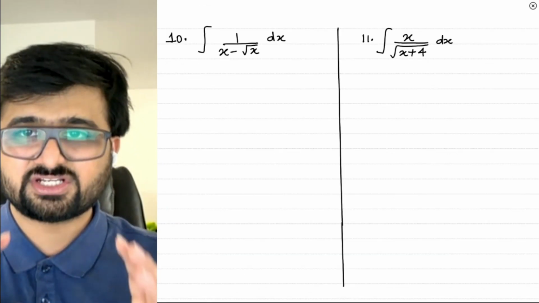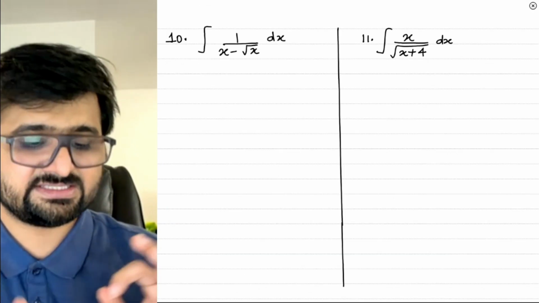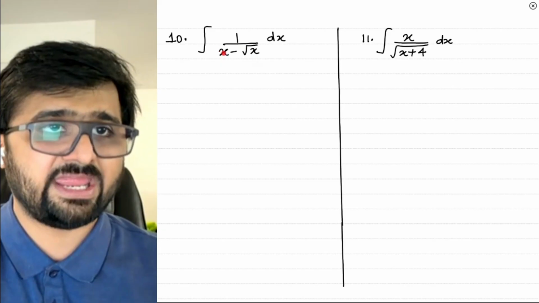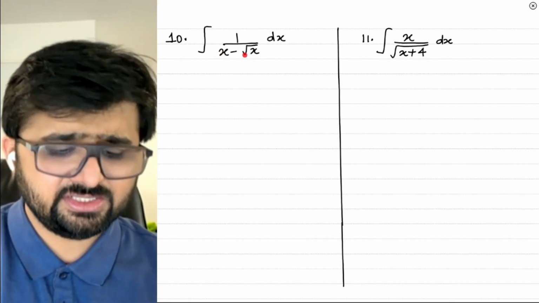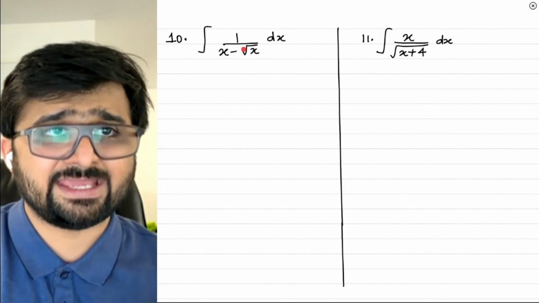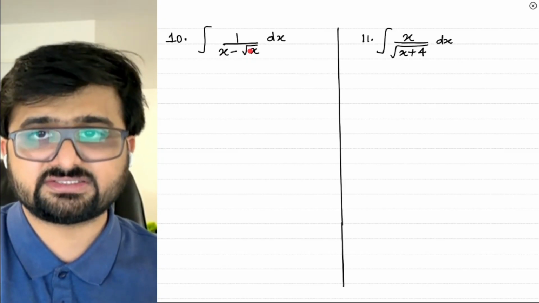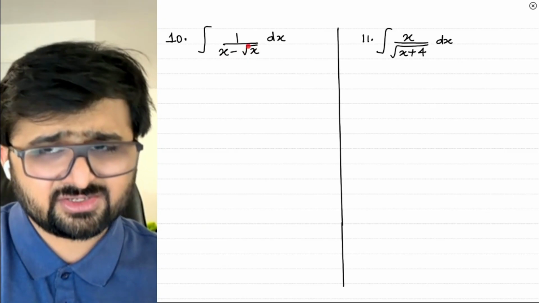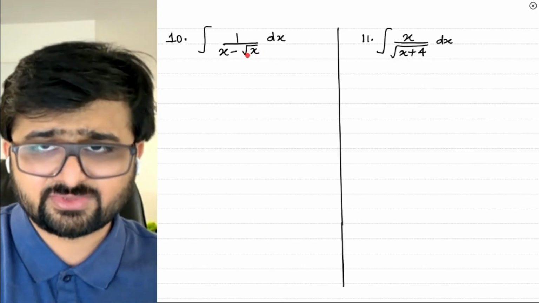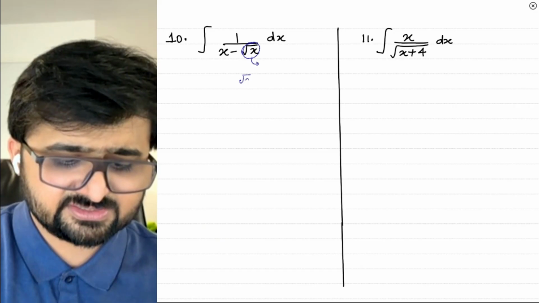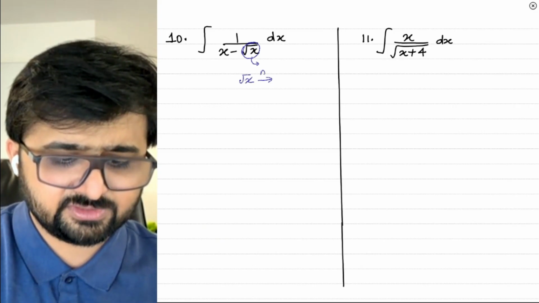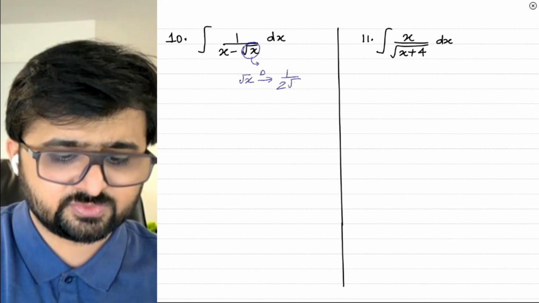All right, let's see question number 10, a very important one for your exams. Integral of 1 upon x minus square root of x. Now, if you notice carefully, there is x and there is square root of x. Just to get an idea, what is the derivative of square root of x? We know that the derivative is 1 upon 2 square root of x.